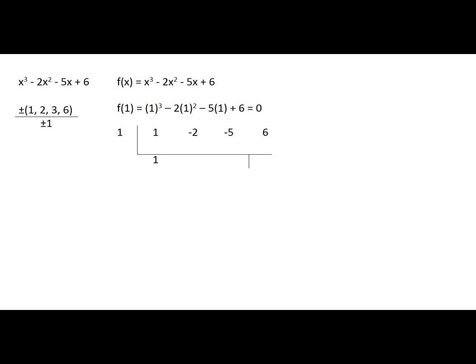We copy the 1 down, then multiply it by the number on the left of the L. We then put the product below the -2. Add those two numbers together, and place it below the line.